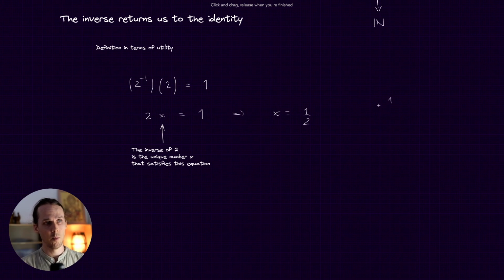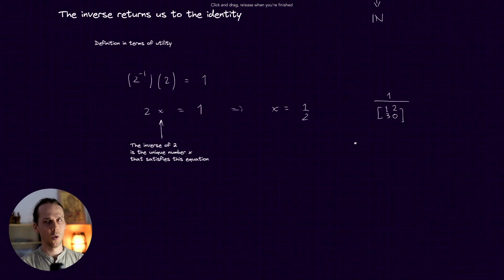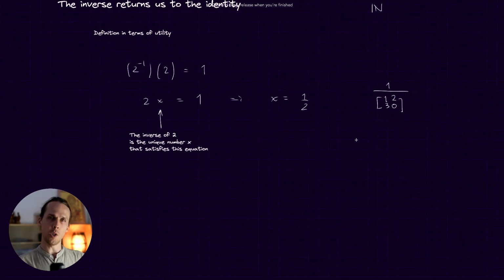So what if I wrote this? Tell me what your natural feeling is if I wrote this. 1 over a matrix, a 2 by 2 matrix. Does that make sense? Hopefully you're happy that that's just kind of nonsense. Maybe you've never even seen it before and it just looks weird to you. Well, yeah, this should also look weird.